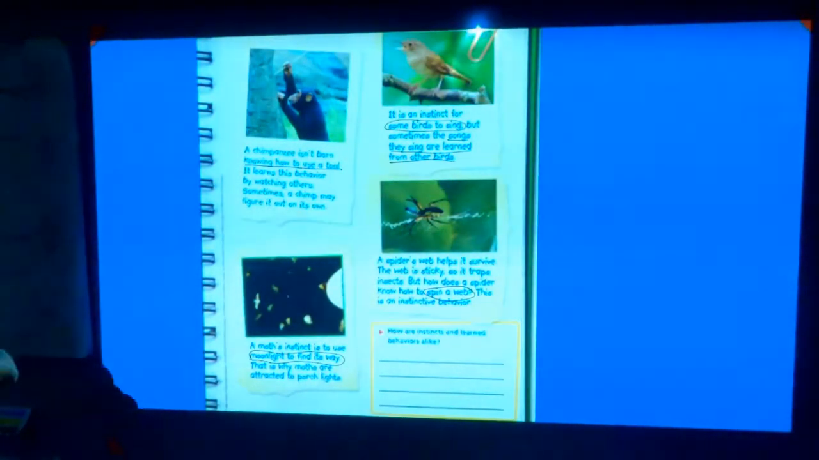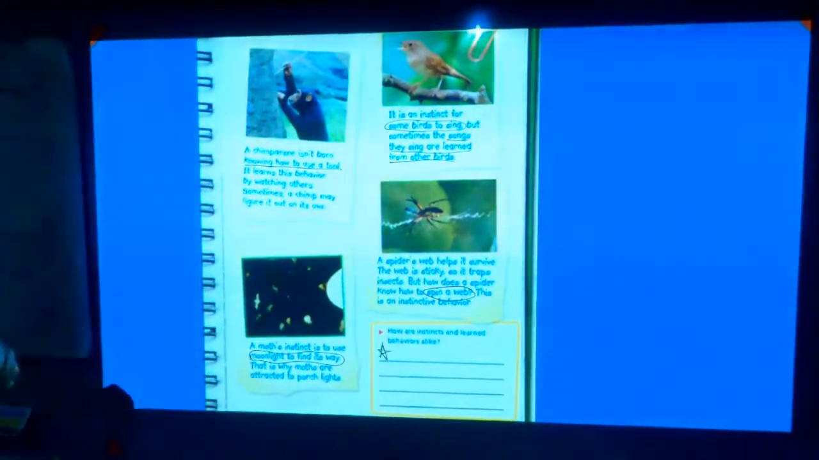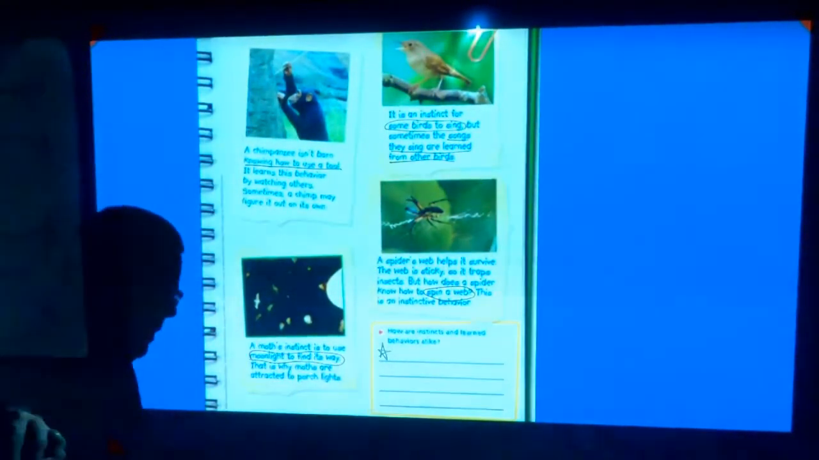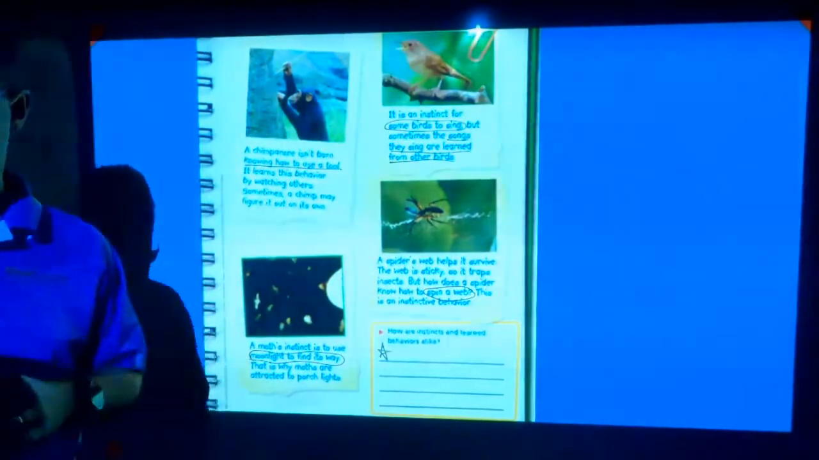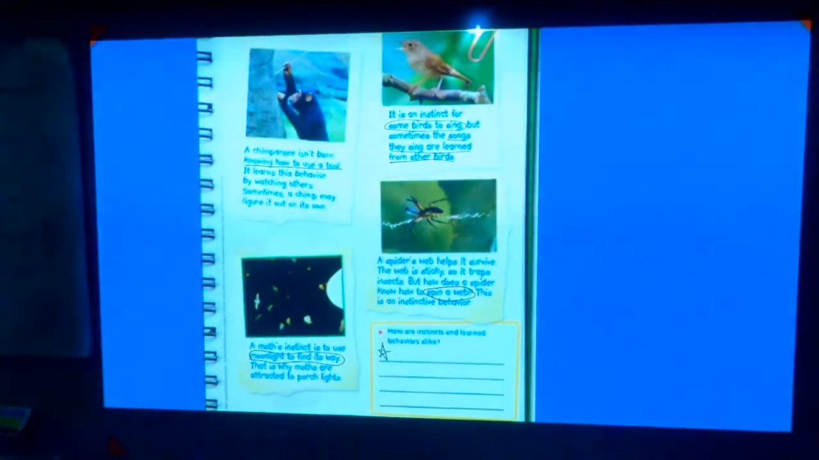Now for you, what you're going to work on is you're going to answer this question right here. How are instincts and learned behaviors alike? So how are they the same? You are writing your answer in there. I'm not going to give you the answer. You're writing the answer down there. If for some reason you need to press pause to write down longer, go right ahead and then press play again a little bit later to catch back up to us. That will be perfectly fine.